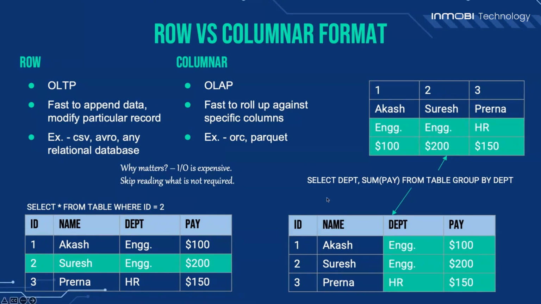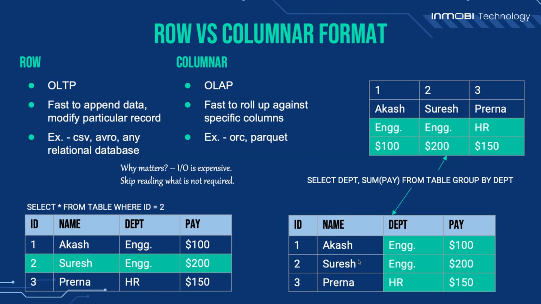The second scenario: select department, sum of pay from a table group by department. If the data is in the row-based format, and suppose I save the information of each row in disk blocks, this particular item lies in this block, this particular item lies in this block, and this particular item lies in this block. Generally the disk is nothing but small pieces of blocks.